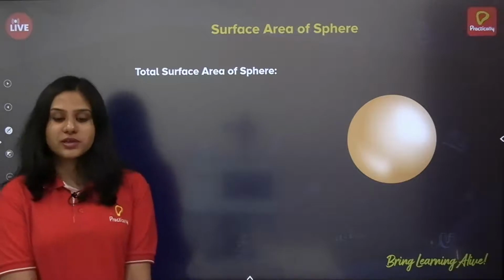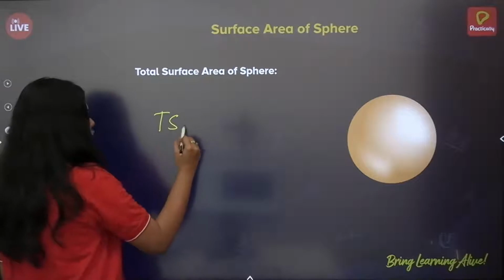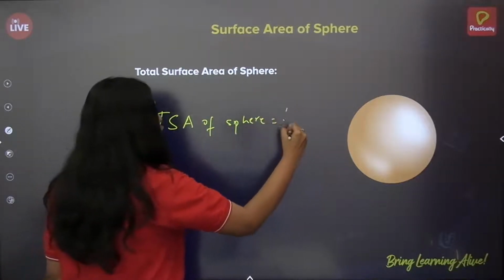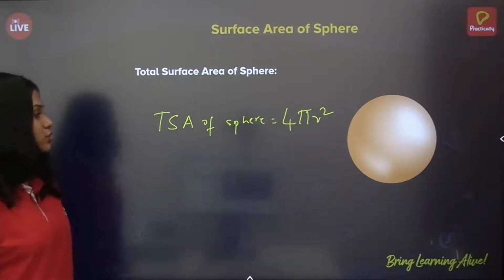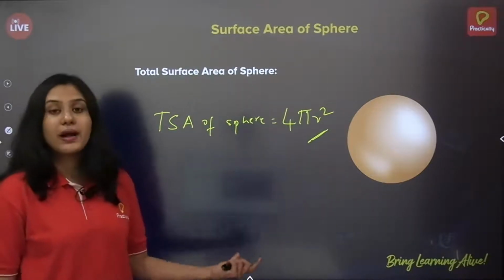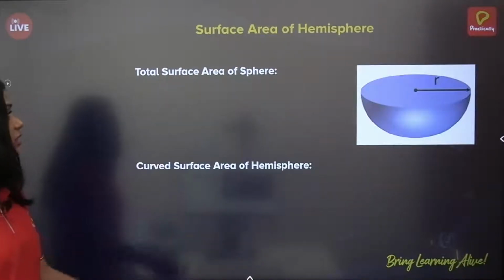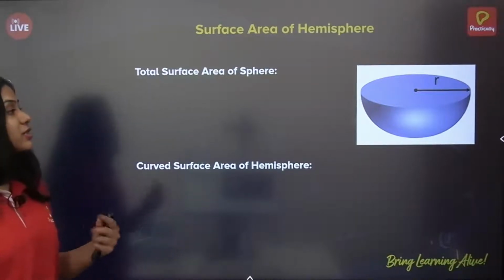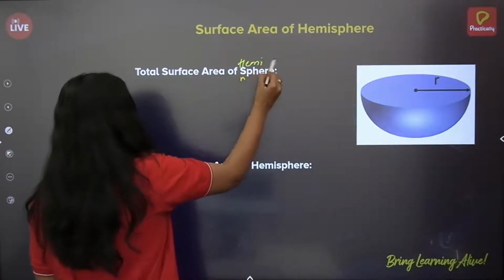Next. Surface area of sphere. This is one of the easiest formulas to remember. Correct? So TSA of sphere, or surface area of sphere, is nothing but 4 pi r square. Okay? So remember the formula. What is the surface area of a sphere? It is 4 pi r square. Correct? Next. So we have seen sphere. We should also see hemisphere. Right? Total surface area of, okay, this is not sphere, this is hemisphere. Sorry for the typing mistake.